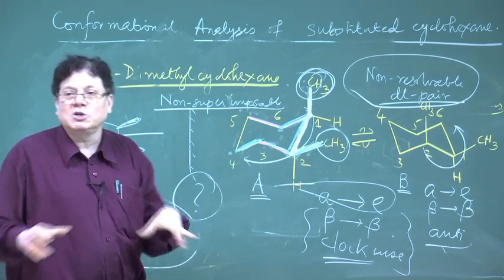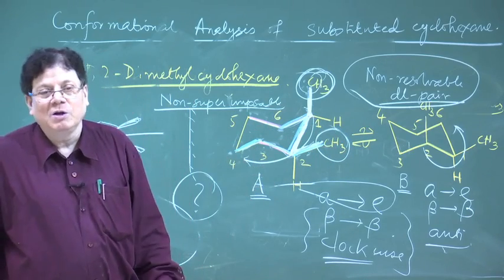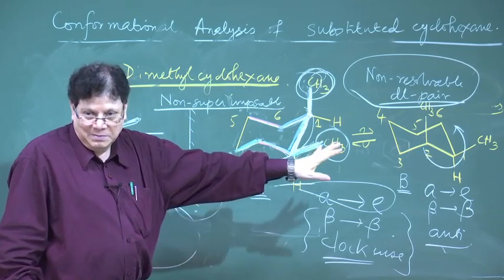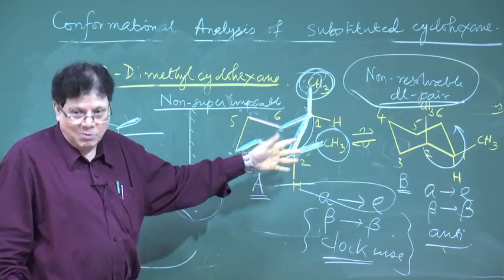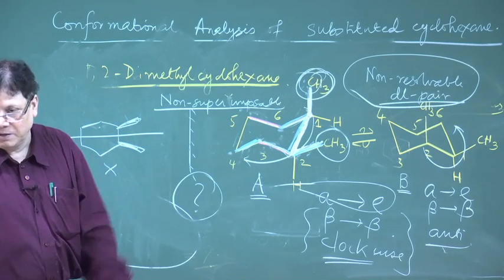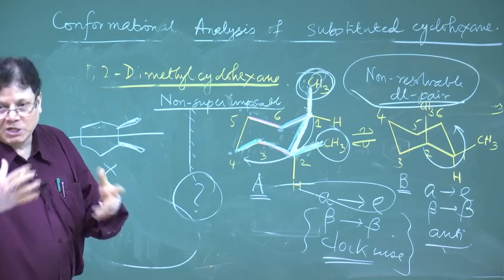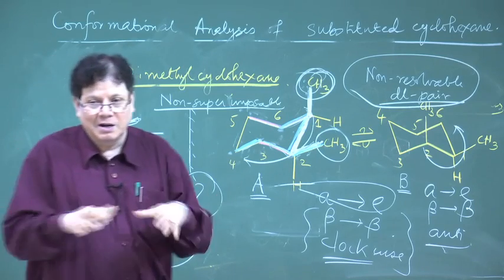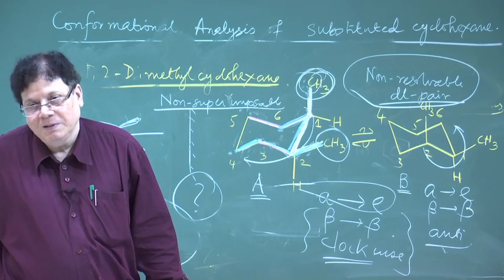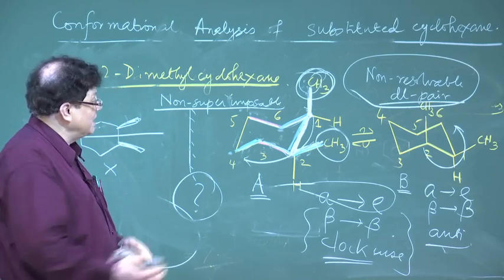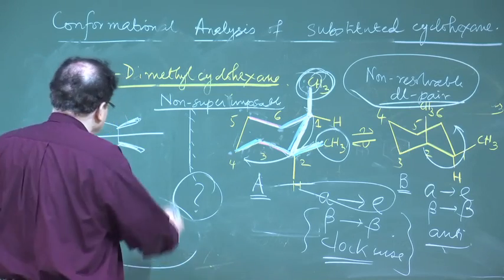The reason it does not show any optical activity is because you cannot separate these two. Maybe at very low temperature it is possible, and one day will come when people will isolate these at very low temperature and separate them. But the question is basically we are talking about room temperature chemistry, that at room temperature under ambient condition, what happens? You cannot separate them, they exist as a non-resolvable DL pair. That is for the cis compound.